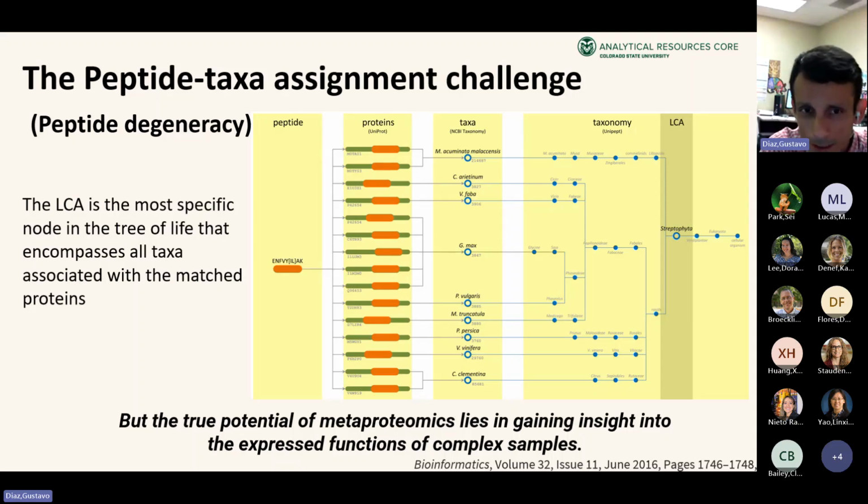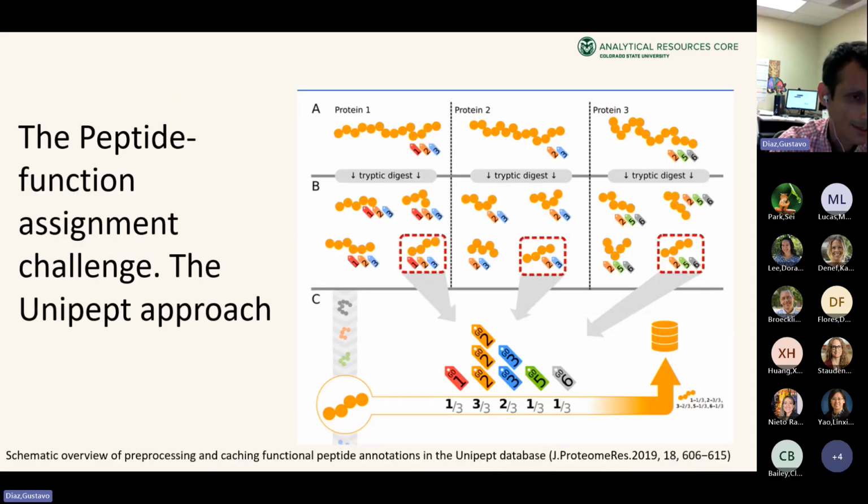Normally we get information that is very similar to what is obtained with metagenomics in terms of taxonomic assignments. But again, what we want to know is what are those microorganisms doing? So what are the functions, the biological functions? And that's the true potential of metaproteomics. So that takes us to the third major challenge in metaproteomics analysis, and that is the peptide function assignment.